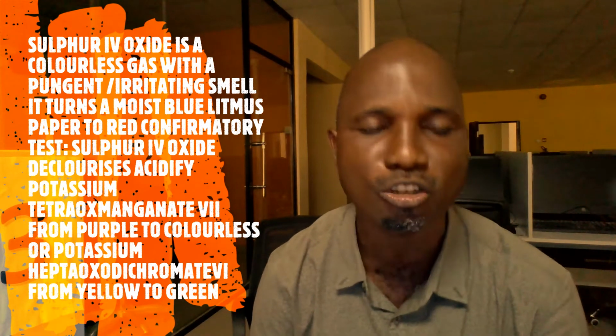But unlike carbon 4 oxide, sulfur 4 oxide decolorizes KMnO4, that is acidified potassium tetraoxomanganate 7. It removes the purple color to colorless. That's what we mean by decolorization. And it can also remove the color of potassium heptaoxodichromate 6 from yellow to green. And this shows that potassium heptaoxodichromate 6 has been decolorized.